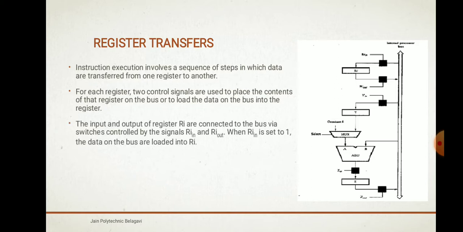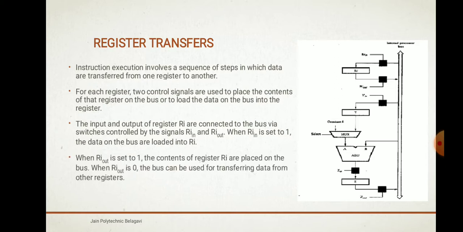Now the input and output of register Ri are connected to the bus via switches, controlled by the signals Ri in and Ri out. When Ri in is set to 1, the data on the bus is loaded into Ri. When Ri out is set to 1, the contents of register Ri will be placed onto the bus. But when Ri out is 0, the bus can be used for transferring data from other registers.